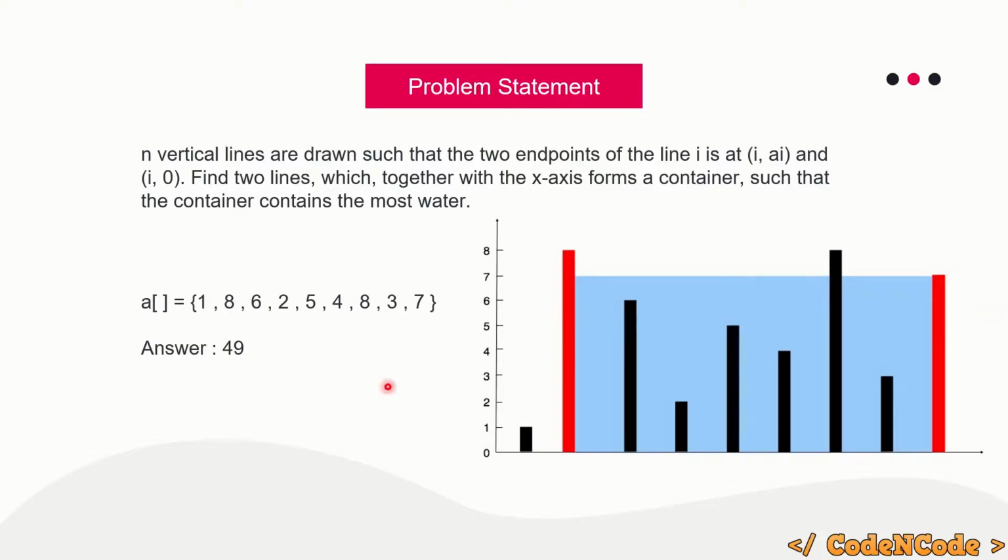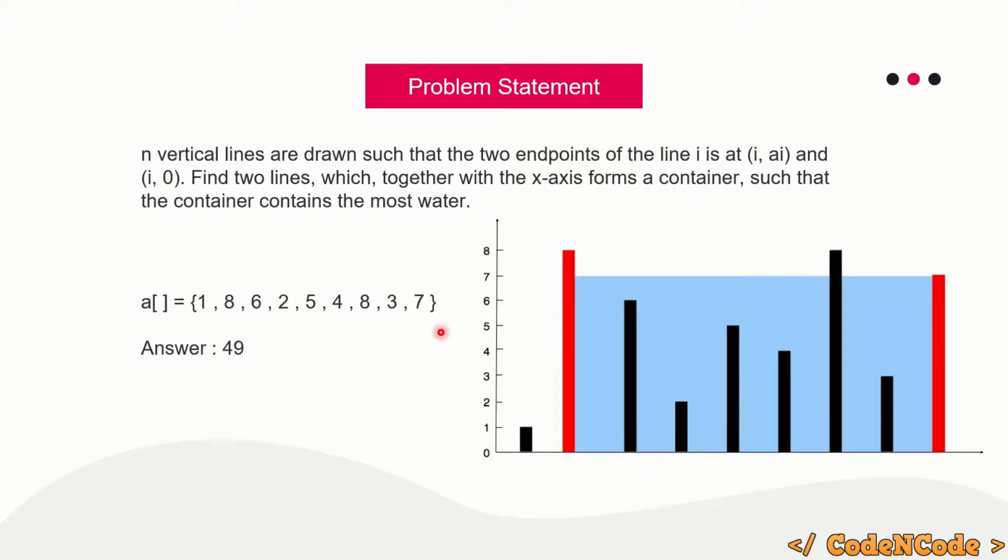So the answer of this test case is 49. How? We are storing the maximum amount of water between these two lines. The distance between these two is 1, 2, 3, 4, 5, 6, 7, of length 7, and their height is also 7. So 7 times 7 will form a rectangle, and you can find its area with height times width. That will be 7 into 7, that is 49, and that's why the answer is 49.